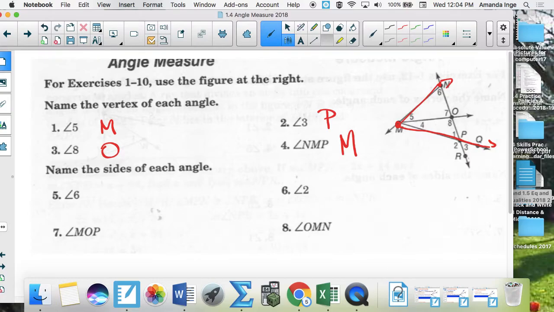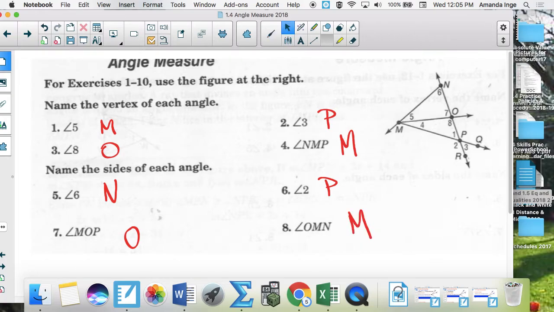All right, angle 6. N. Good job. Angle 2. P. Do we even need to look at the picture? No. So if you've got 3 letters, you know that the vertex is the one in the middle.